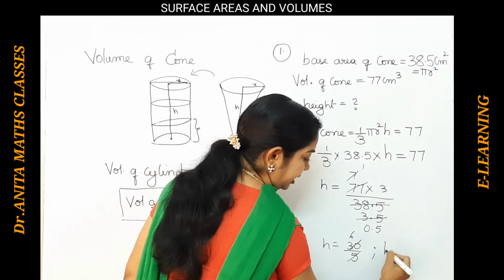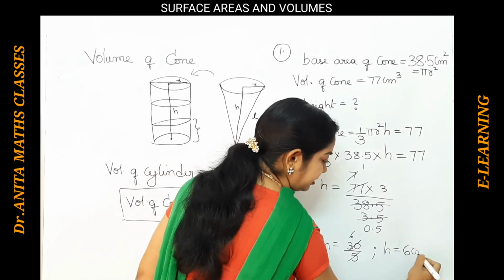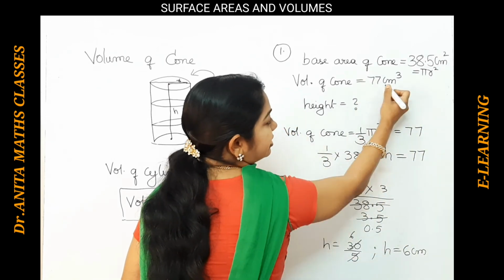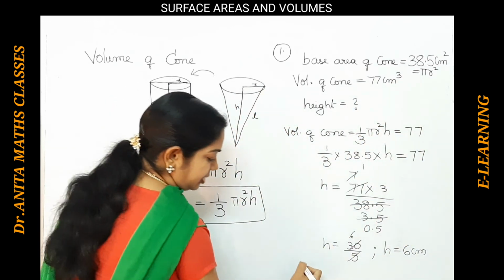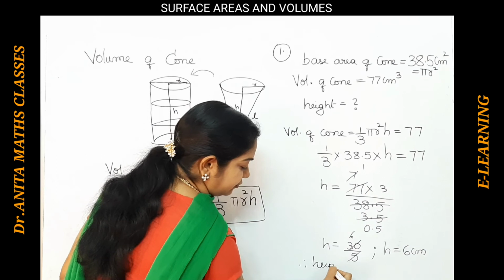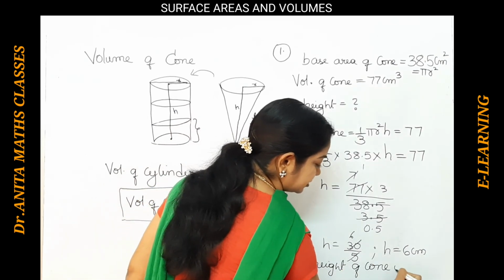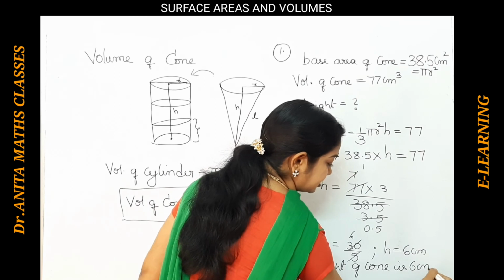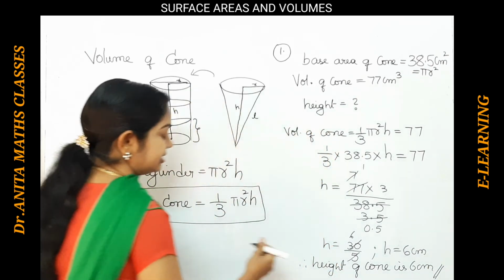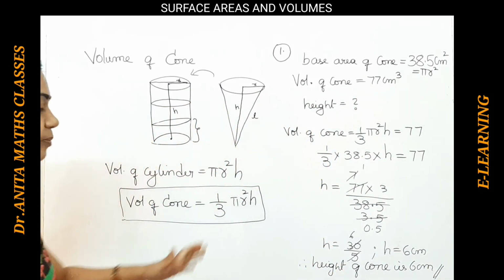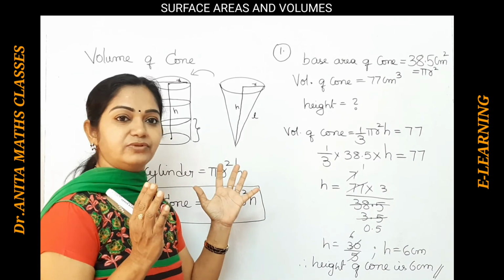So here h, the height, is equal to 6 centimeters, because all the units are given as centimeter cube and centimeter square. Therefore, the height of the cone is 6 centimeters. Right. So with this problem, I hope you have understood the concept of the cone.